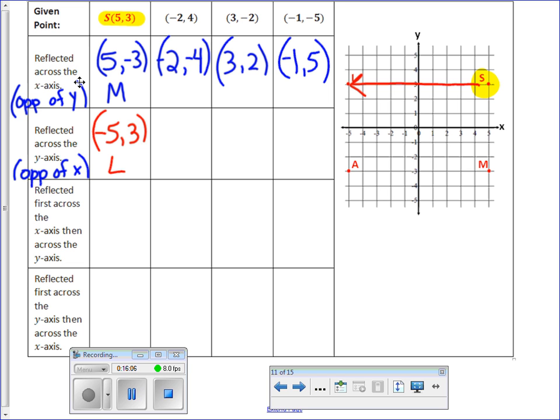So negative 2, positive 4 becomes 2, 4. Negative 3, negative 2, and positive 1, negative 5. To reflect over the y, we keep the y and take the opposite of the x.